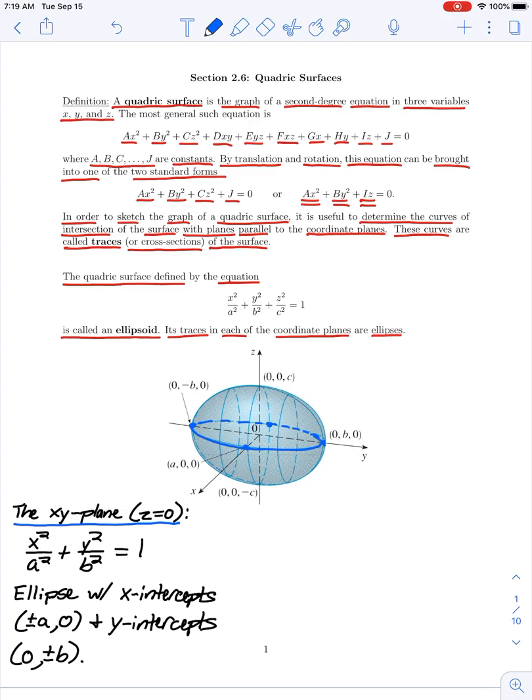Now let's think about some of the other traces in other coordinate planes. So let's think about maybe the yz plane.